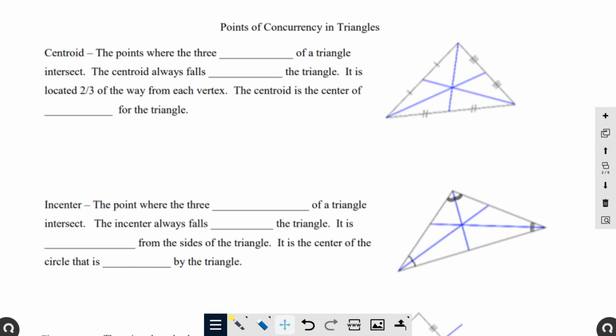So let's look at our first one here. Our first one is called a centroid. So this dot right here is the centroid of that triangle. Now the centroid is made up of certain kind of points. So if you look at the front, is it made up of the medians, the altitudes, the perpendicular bisectors, or the angle bisectors? Medians, how do you know it's medians?